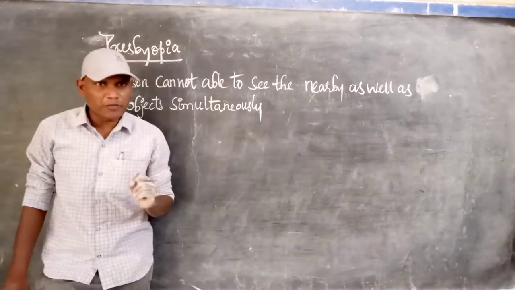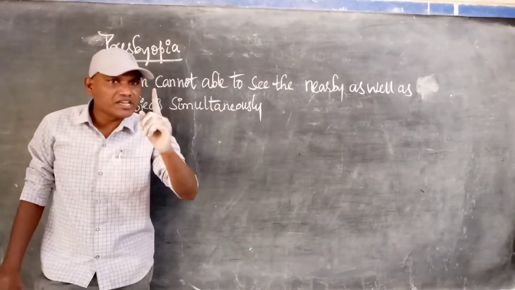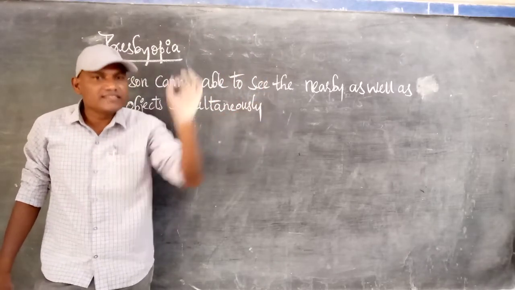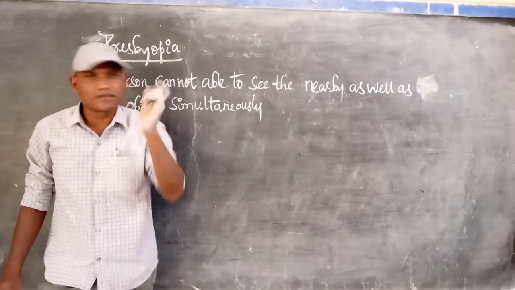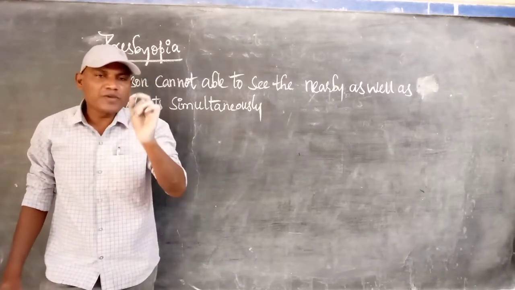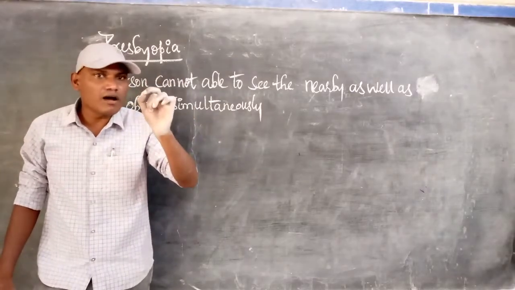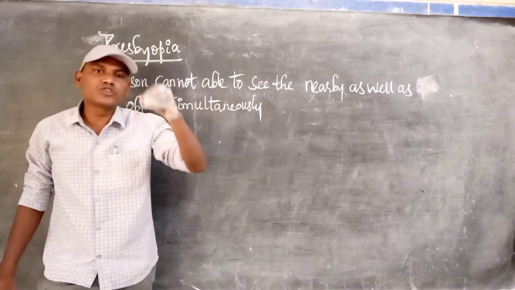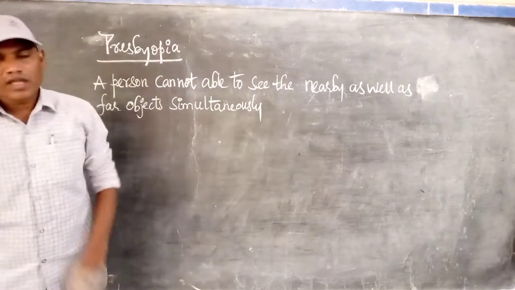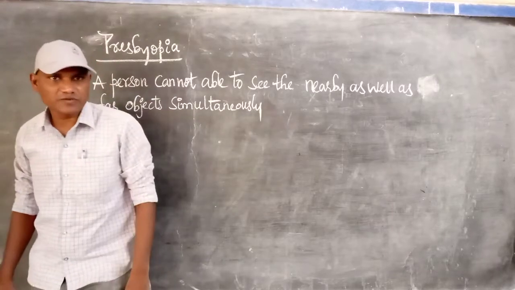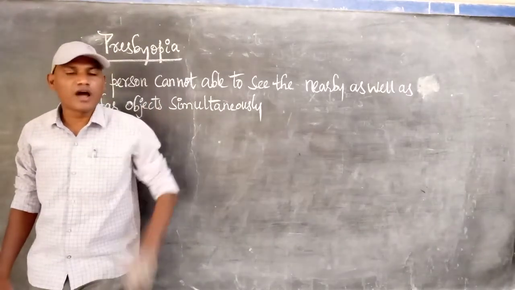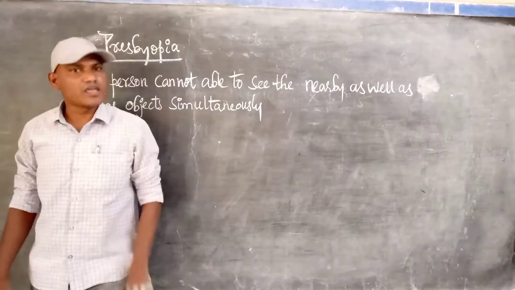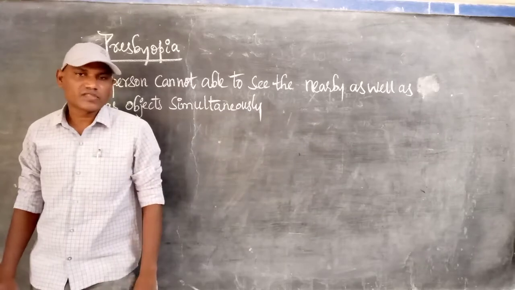What is myopia? A person can see nearby objects clearly but not far objects clearly. That type of defect is called myopia. Myopia is also called near or short-sightedness. It is corrected by using a suitable concave lens. And what is the main reason for this? The curvature of the cornea increases, and it is more than the length of the eyeball. That's why it arises.